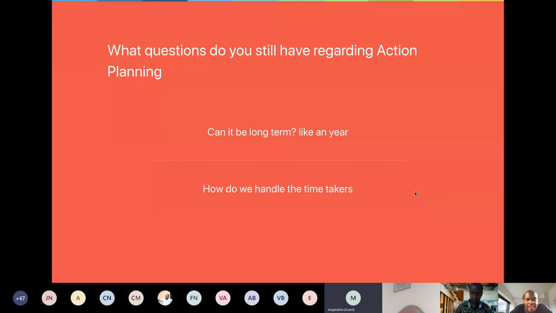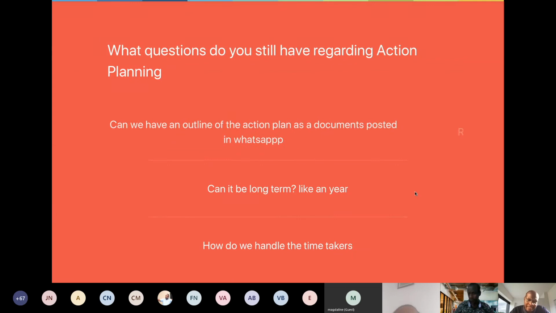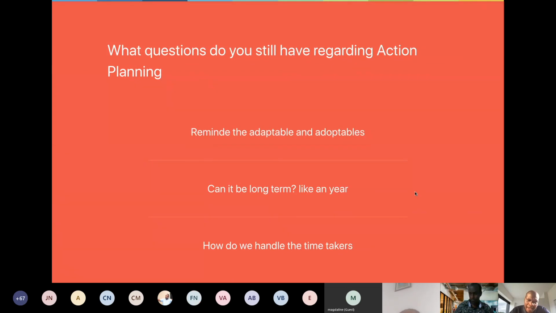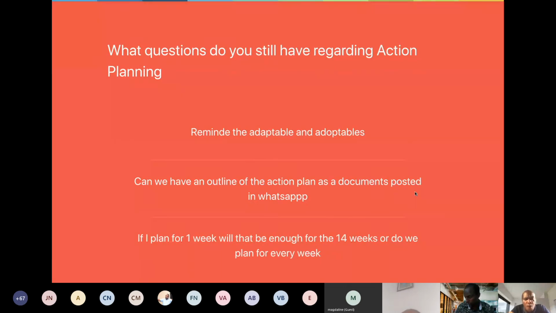Do not worry, you are going to get a recording of this session and you'll get another one where you'll play and fill it up. Don't worry. Okay, thanks. So somebody is asking, can it be long term? For now, it's only short term. We are saying September to April. But depending on when schools will open, we'll give you just a window to try it. Can we have an outline of the action plan as a document posted in WhatsApp? Yes, that one can be there. Remind the adaptable and adoptable. Adaptable and adoptable are what you selected yourself from the session.